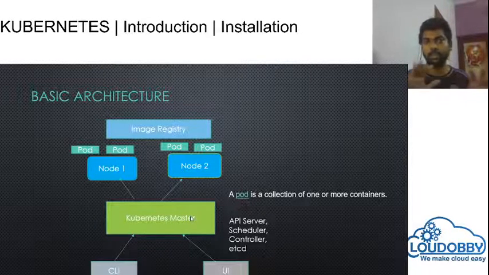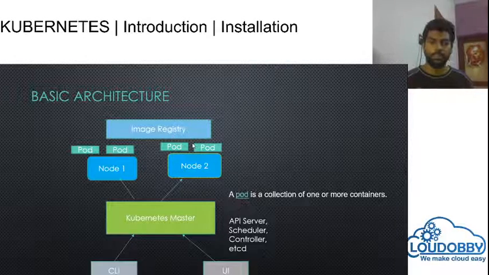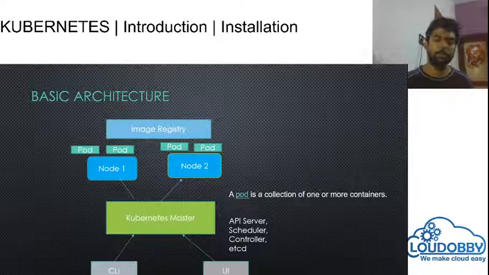So then there is something called an image registry. It is also there in the container environment, the container registry. This will have the image files for the pods. Now we understand this as a basic infrastructure. You have a Kubernetes master with the CLI, and you can connect to the UI. The Kubernetes master is going to control the nodes and pods.